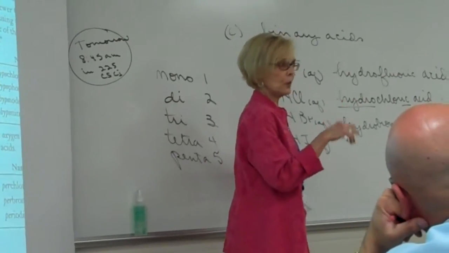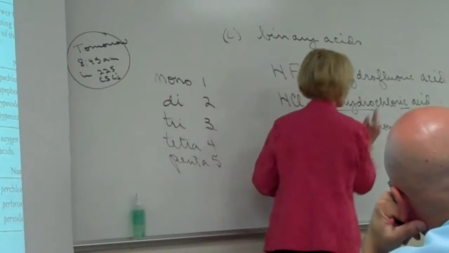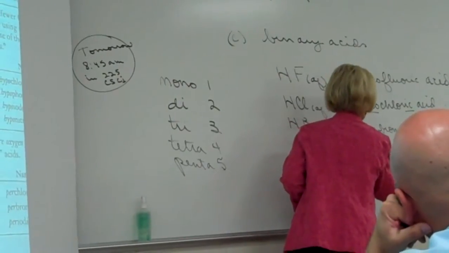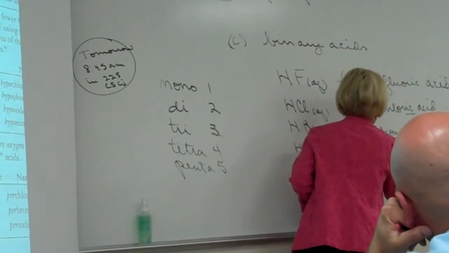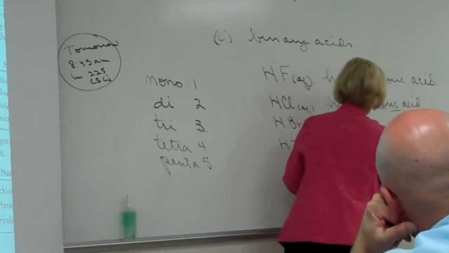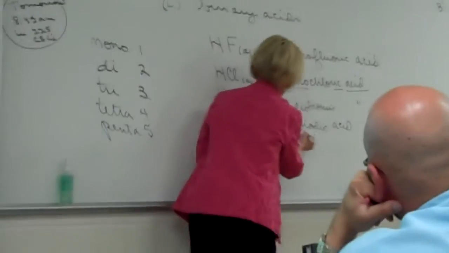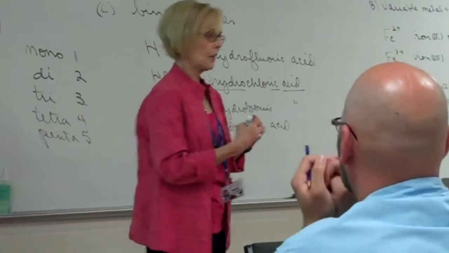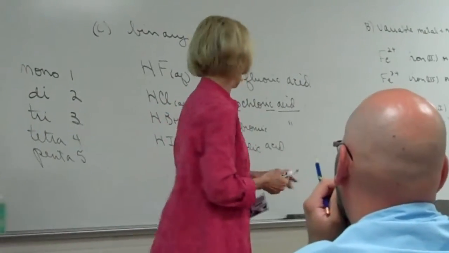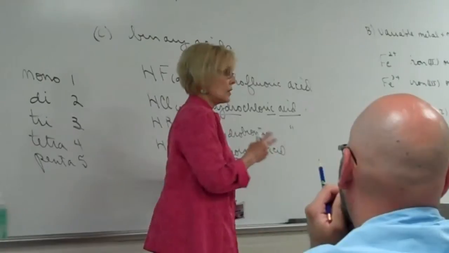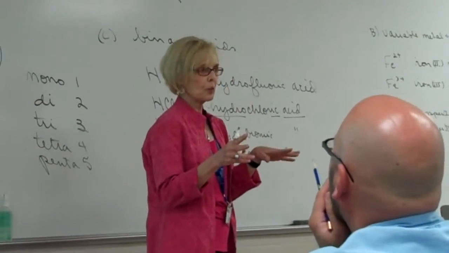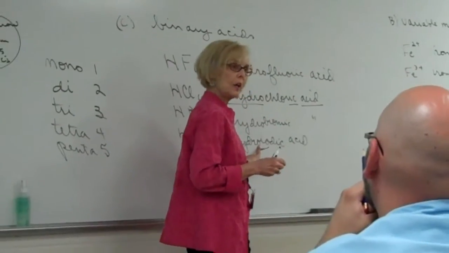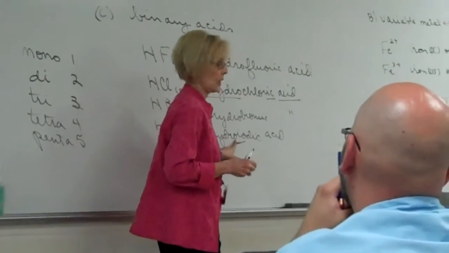Some books will tell you one way, and some books will tell you the other. This is what I like. Hydroiodic acid. Now notice, yeah, we got a whole bunch of vowels slammed together, and usually they don't like that. I like it here, and half the books you run into will have it this way. Some books will leave off this one O and make it hydriodic acid.